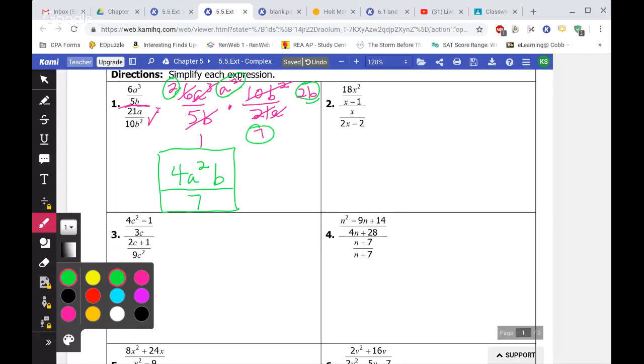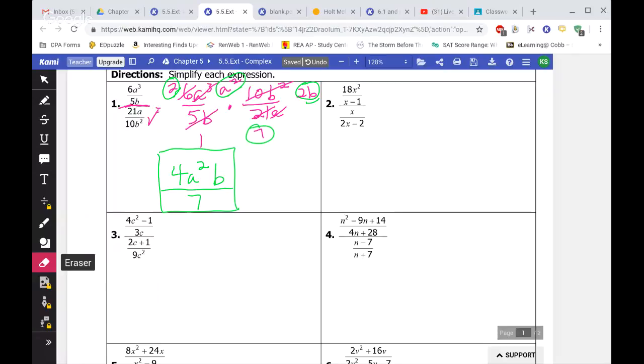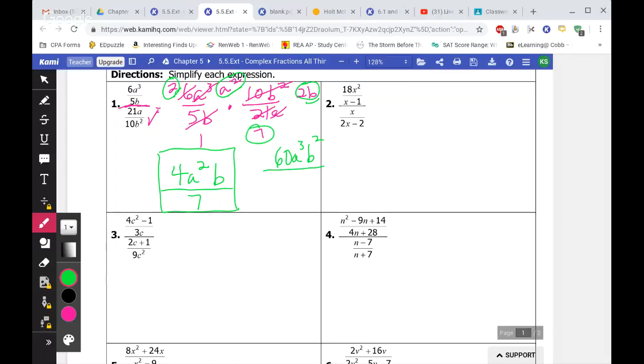You can, if you want to, on these. The other way to think about that is to go ahead and multiply that 6a cubed times 10b squared, which would give you 60a cubed b squared all over 105ab. And then just reduce that down. 15 goes into both of those, which 15 goes into 60 4 times, and 15 goes into 105 7 times.